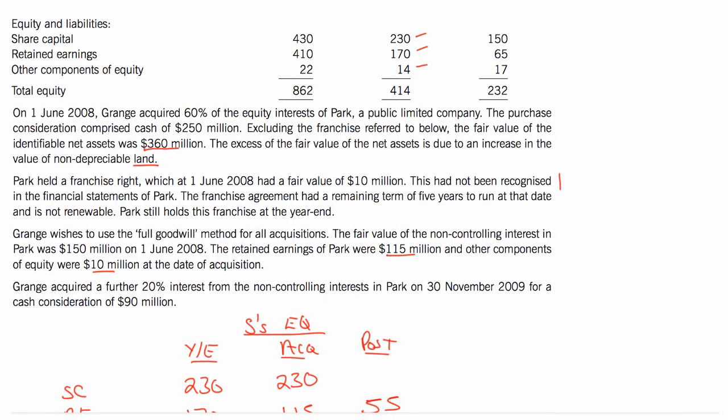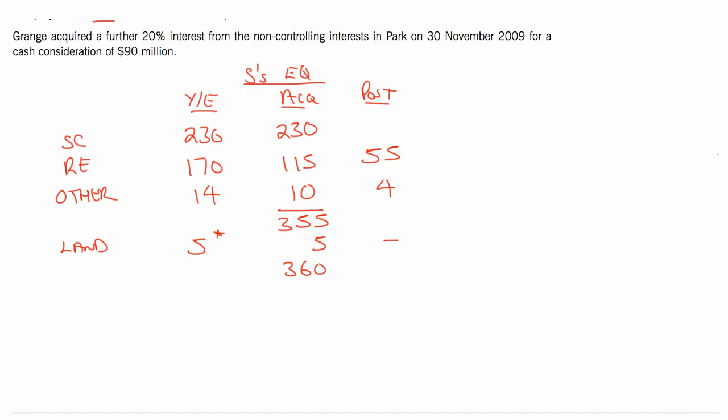Okay, so far so good. Let's have a look at this paragraph here though. Park still held a franchise right at the 1st of June 08, which is the date we acquired it. It had a fair value of 10. Well, I want that fair value. It's not been recognised in the financial statements of Park at the moment, so it's not in the books, but it has a fair value. So I need to bring it in. So I need to bring in an extra 10 here, this franchise. So far so good then, so that makes that 370.